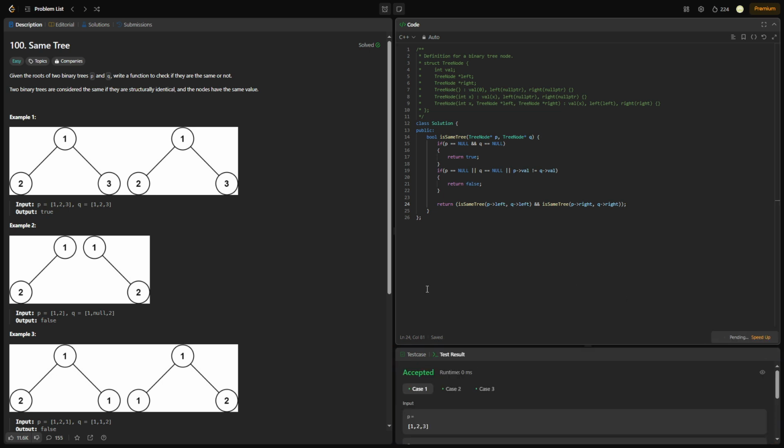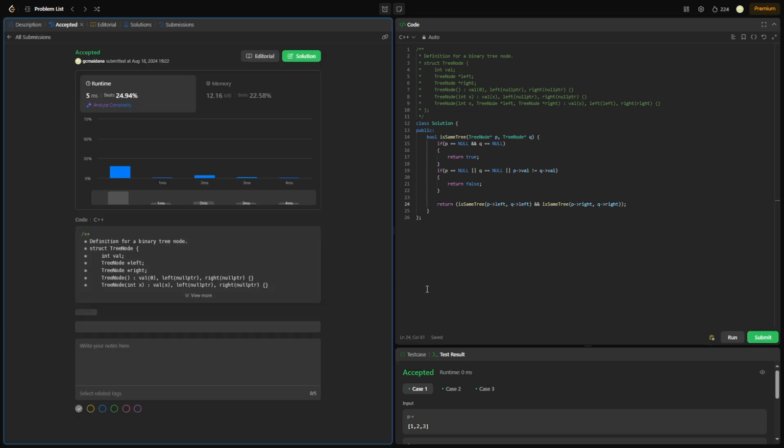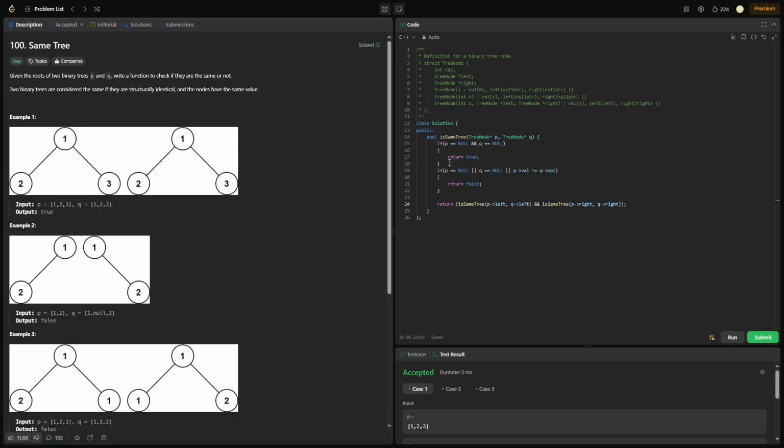Okay. So basically, if P and Q don't exist, that's a good thing, right? We return true. Now, if P or Q doesn't exist, we only enter this when P exists but Q doesn't, or when Q doesn't and P does, which means they're not structurally identical, or where they both exist but the values are not equal, right? And of course, that would violate our condition for whether these trees are considered the same or not. So we return false in that case.